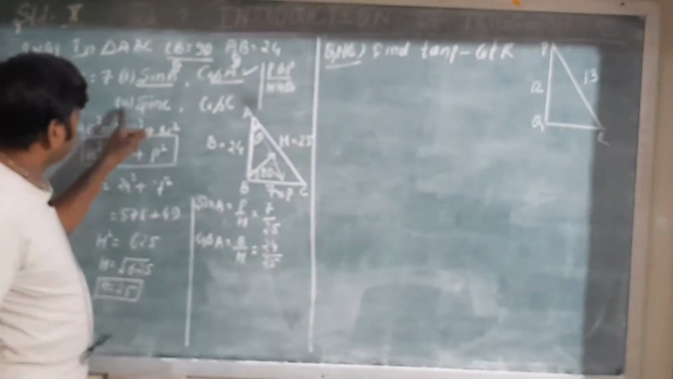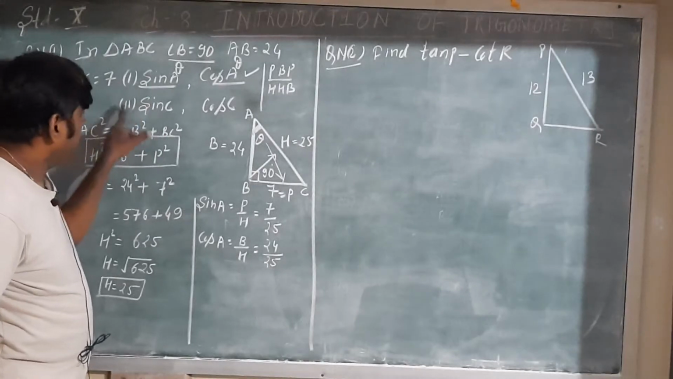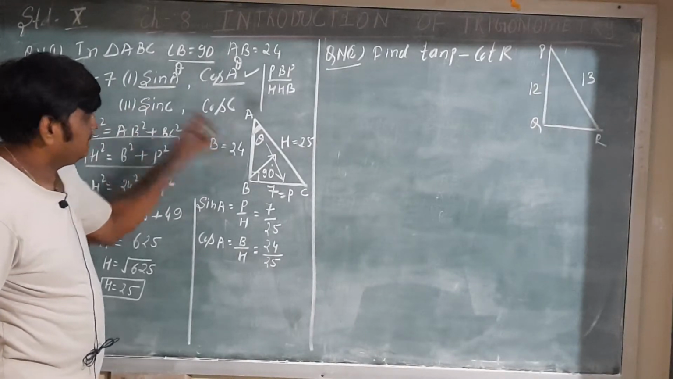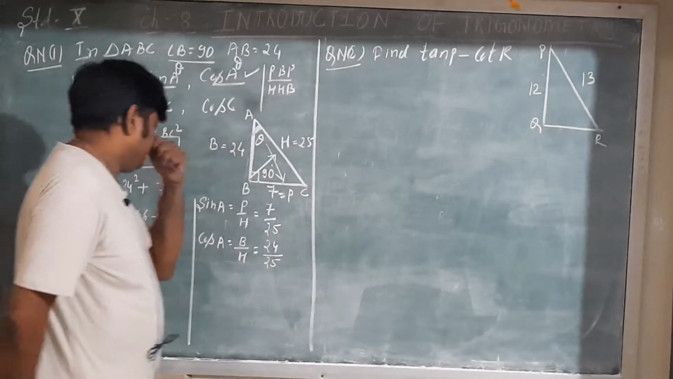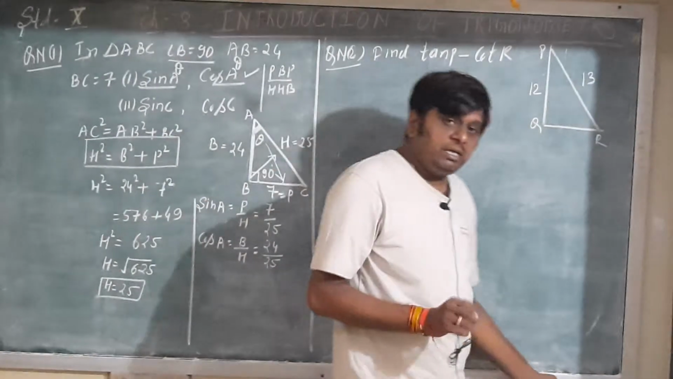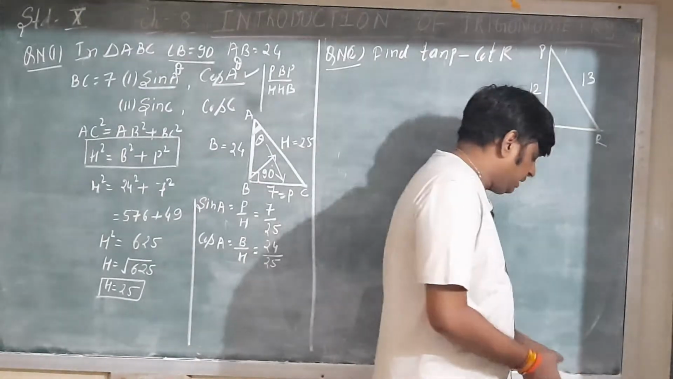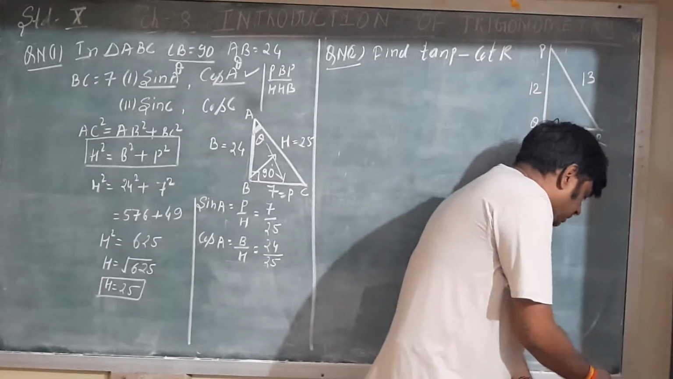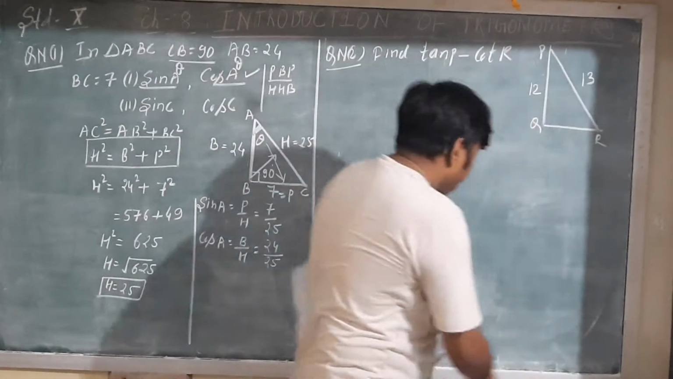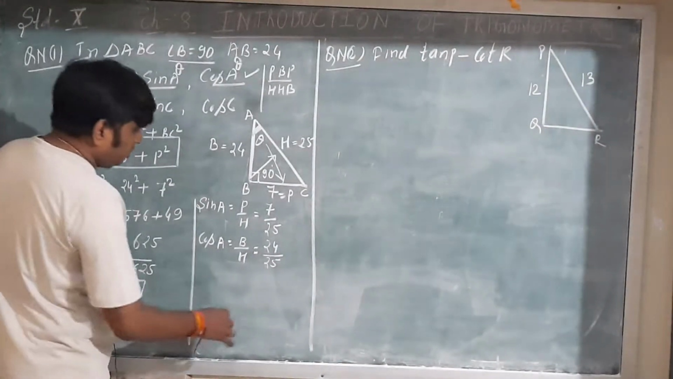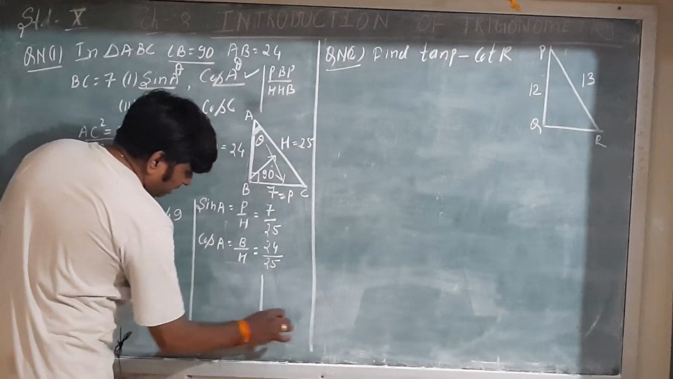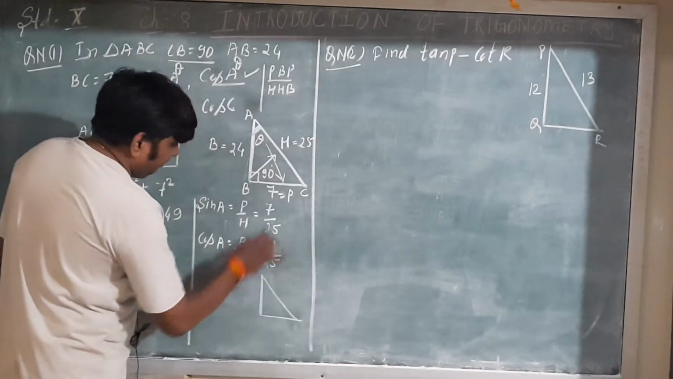Next, question number 2, the second part. You find sin C, cos C. Here theta is the angle C. See the angle theta. Theta means the base and perpendicular also change. So draw a small triangle, with the same name ABC.